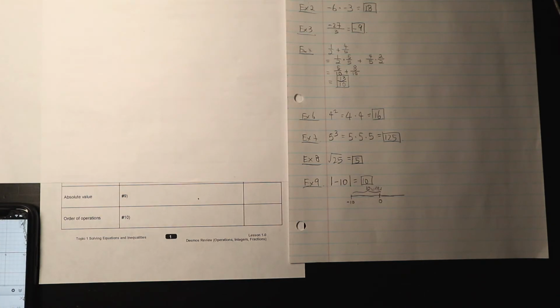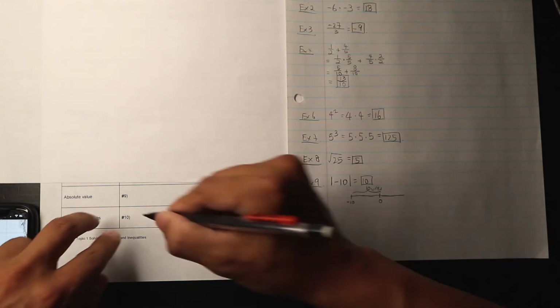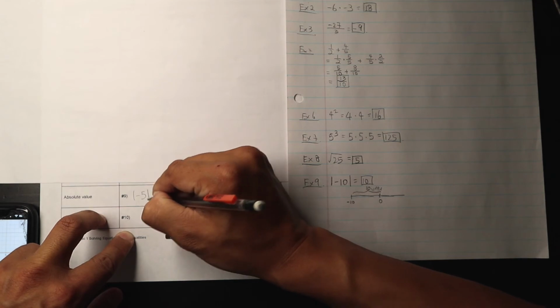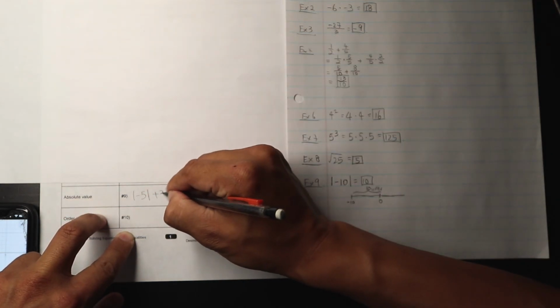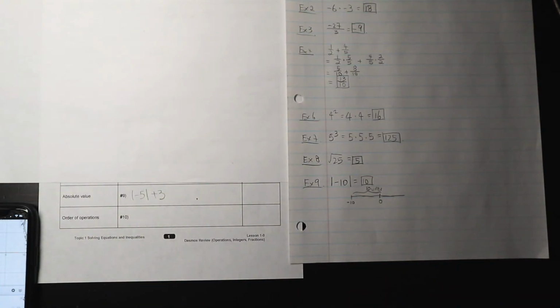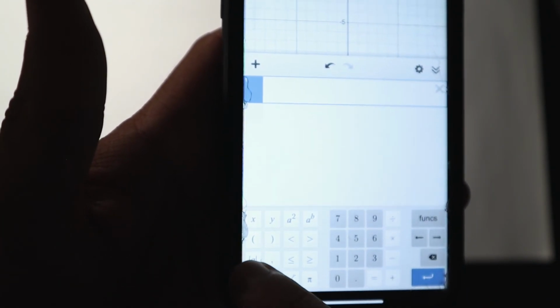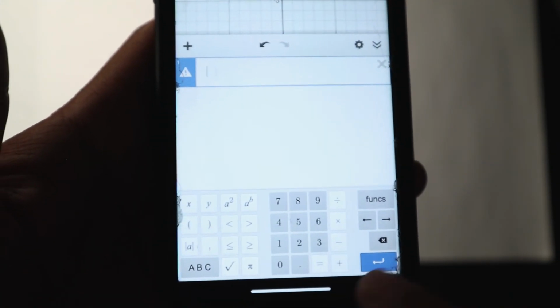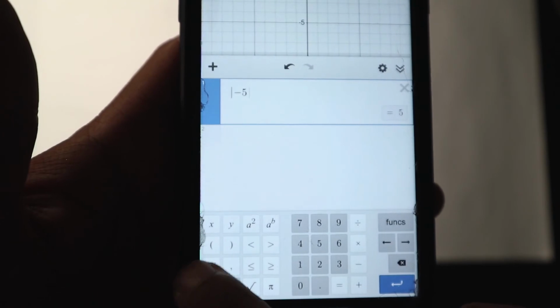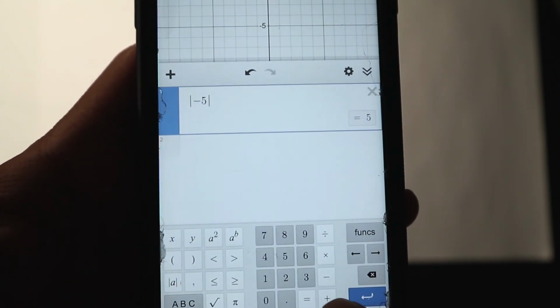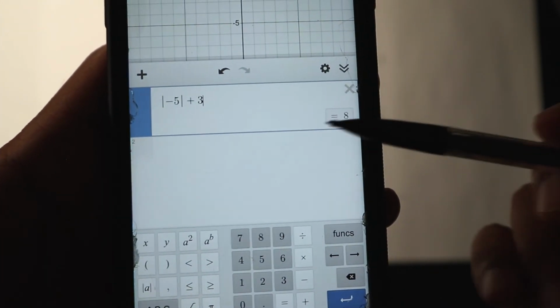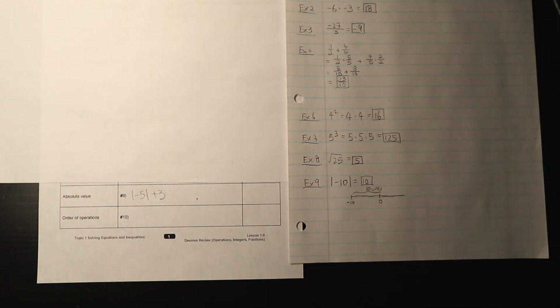Okay, let's have you try the next one. Could you try absolute value of negative 5 plus 3? What is absolute value of negative 5 plus 3? On your calculator, you will press absolute value first, and then negative 5, close absolute value, and then plus 3. And I want you to write your answer over there.